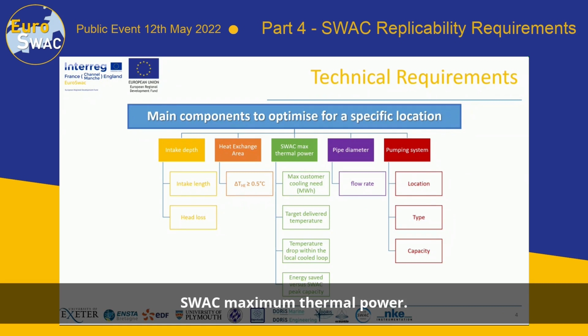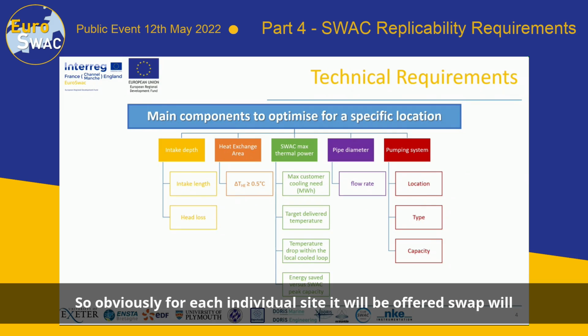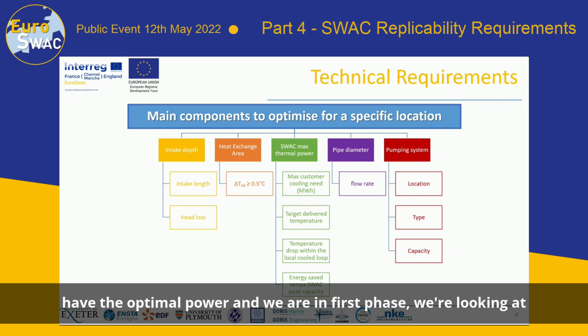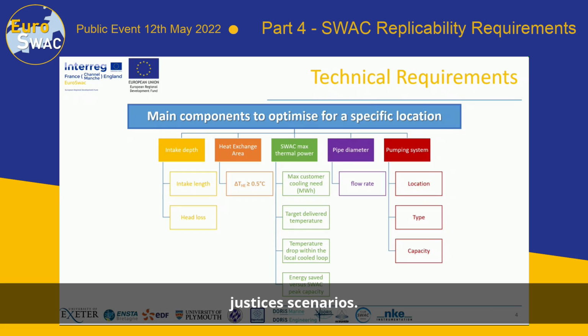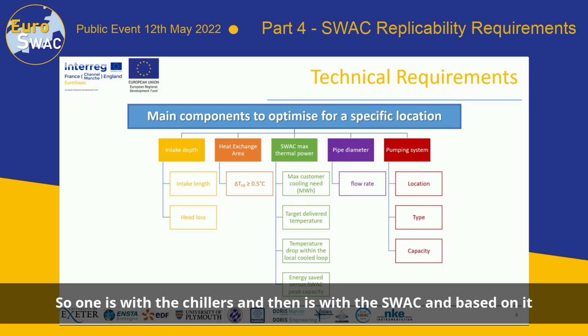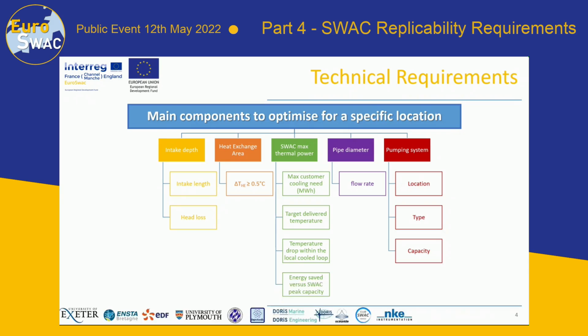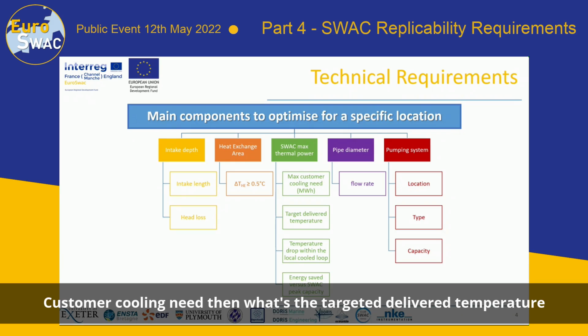Then we have the SWAC maximum thermal power. So obviously, for each individual site, the SWAC will have its optimal power, and we are in the first phase. We're looking at two scenarios. So one is with the chillers, and then one is with the SWAC, and based on it, we can calculate the best, the maximum thermal power. And it will depend on a few things. First of all, it is the maximal customer cooling need, then what's the targeted delivered temperature, and a few more, as we can see.